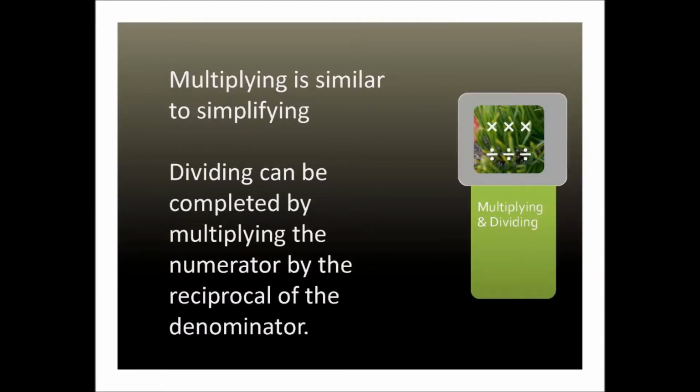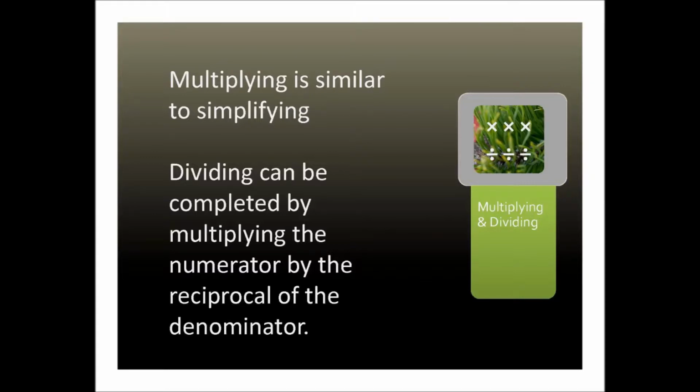The last thing I wanted to kind of talk about was the multiplying and dividing fractions. Multiplying is very easy because it's just like simplifying. So remember to come up with some good strategies when you submit the work that you produce. The last thing is the dividing. Sometimes students feel like that is hard because it involves more than one fraction at a time.